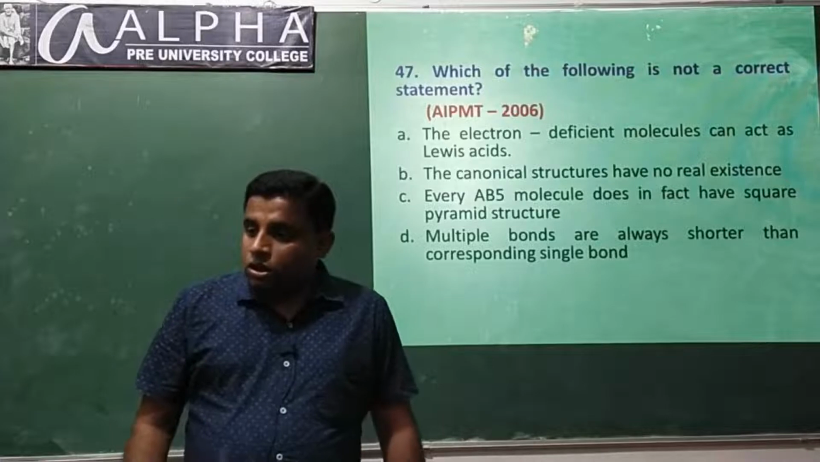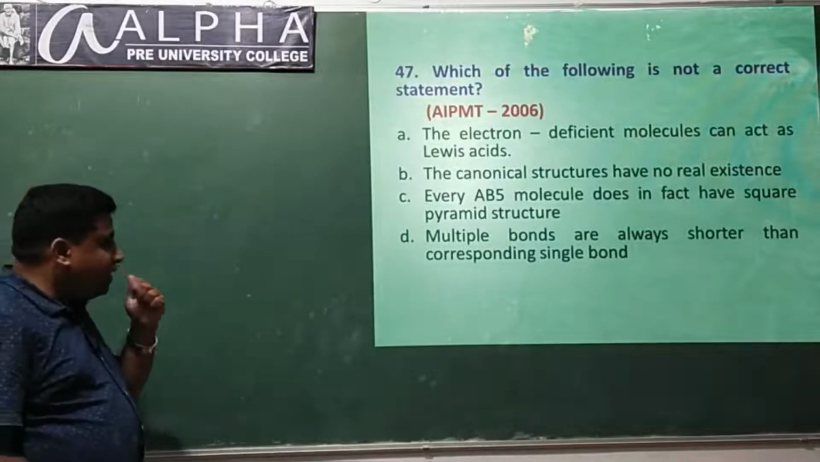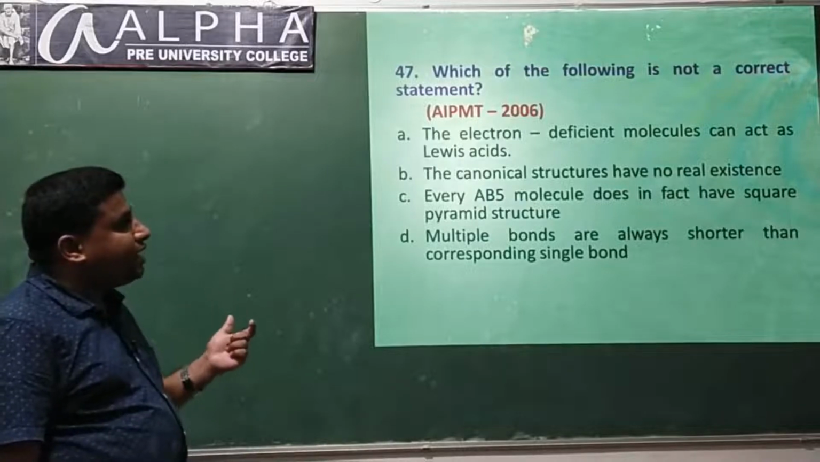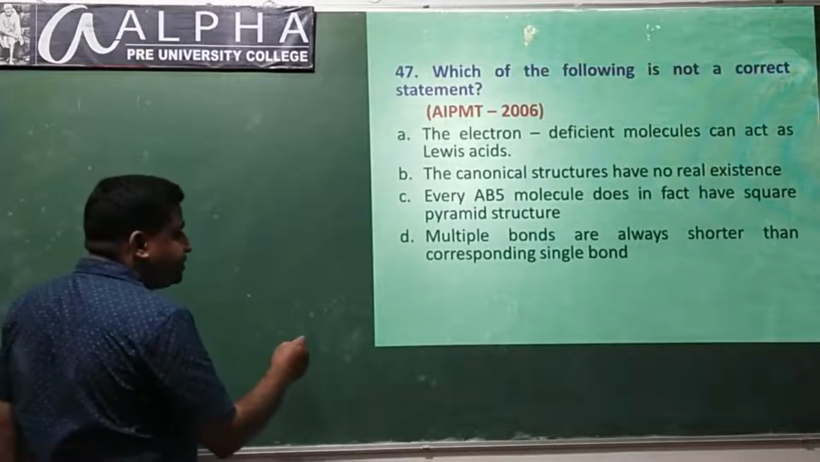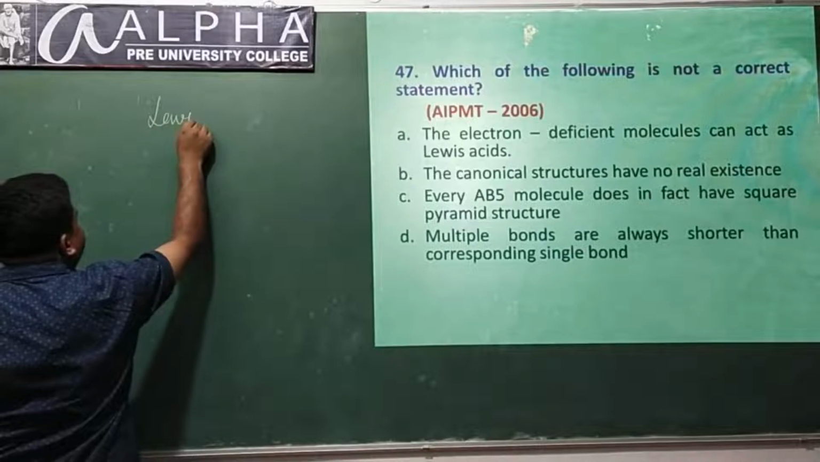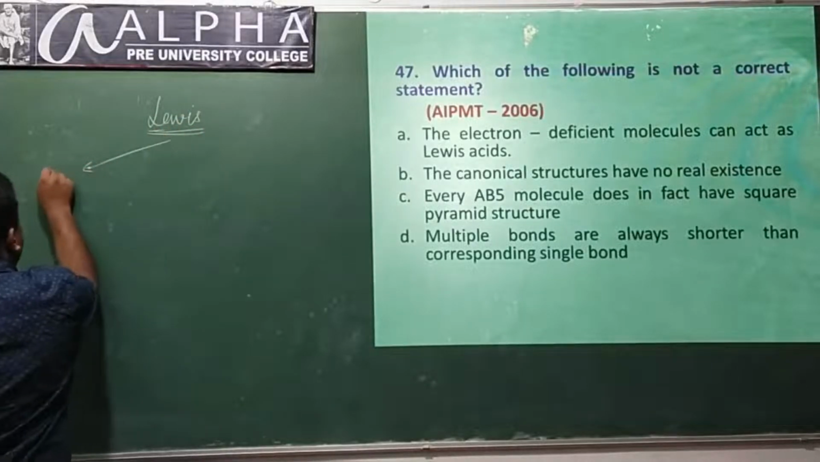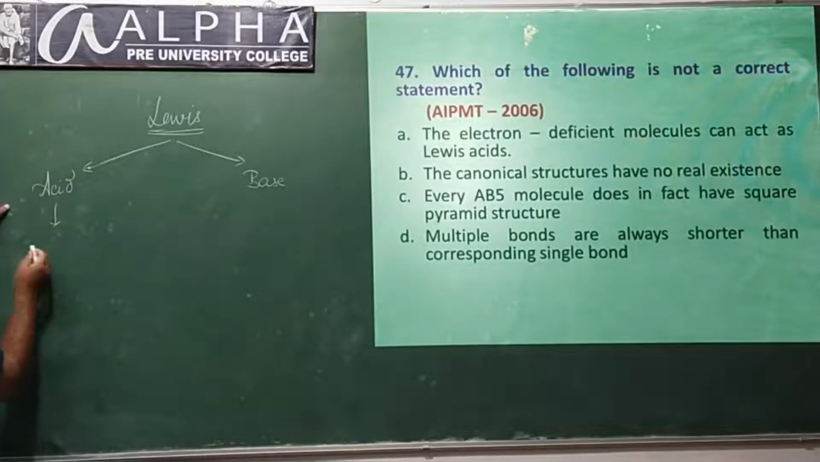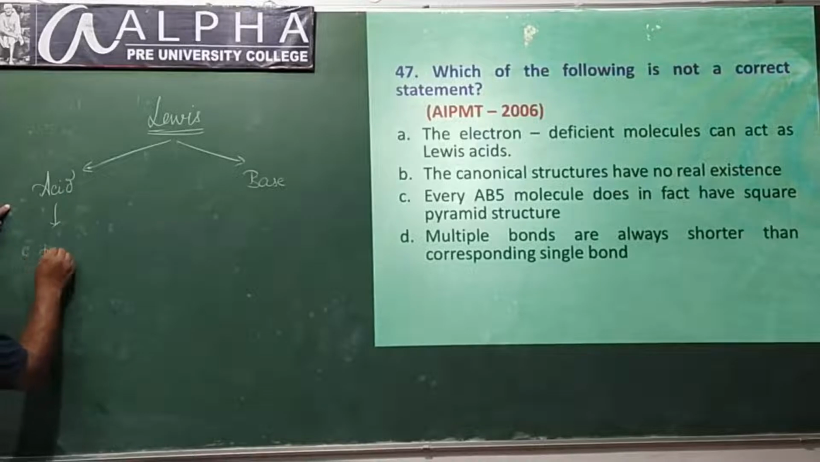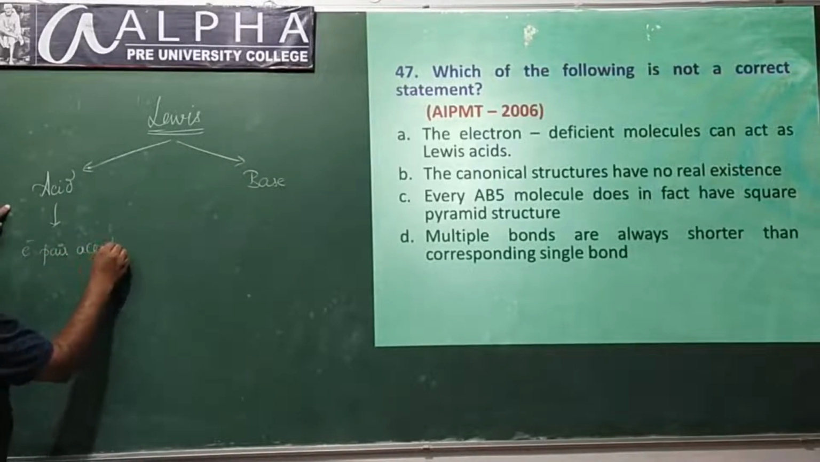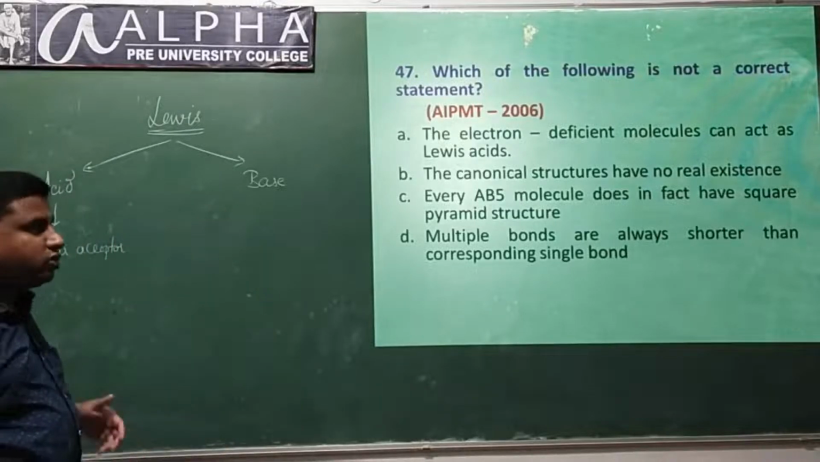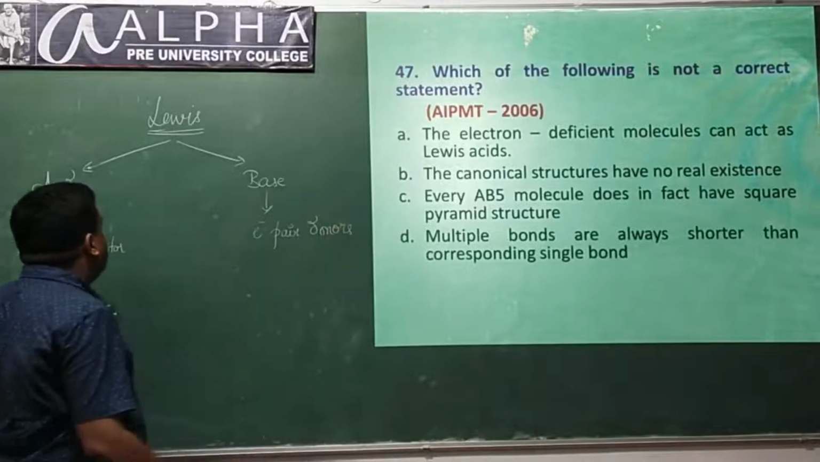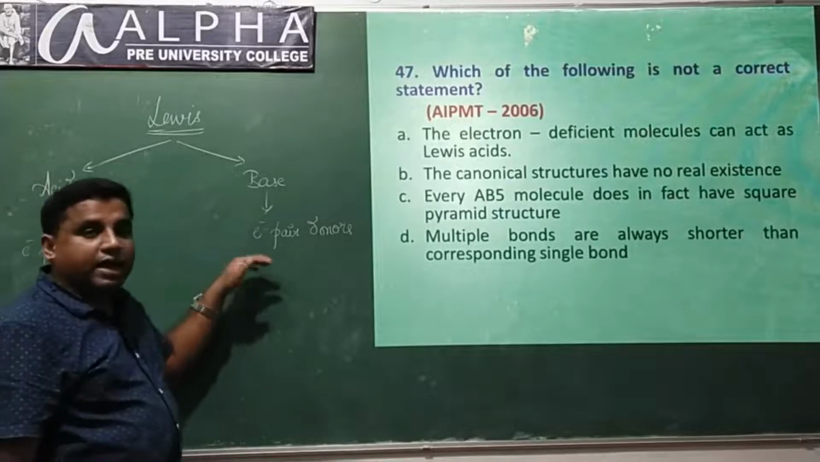Look here, the first option, the electron deficient molecules can act as Lewis acid. Of course. So we have the Lewis acid base theory. What do you mean by a Lewis acid? Any substance which accepts electron pairs. That means Lewis acids are electron pair acceptors, whereas Lewis bases are any substance which donates a pair of electrons, electron pair donors.